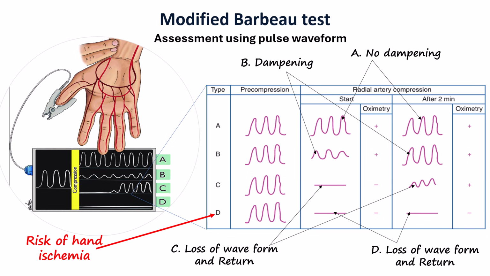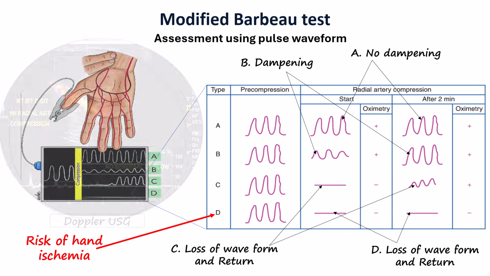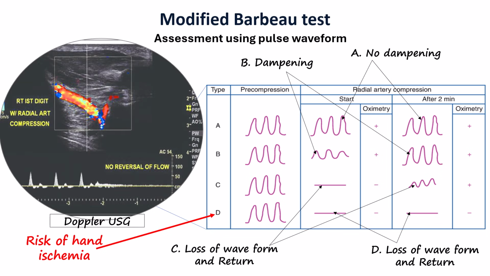However, emerging evidence suggests a shift away from the Allen and Barbeau tests towards more objective techniques, such as Doppler ultrasound.